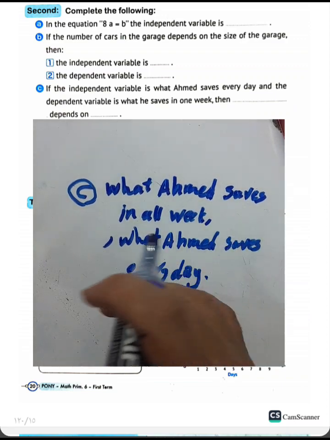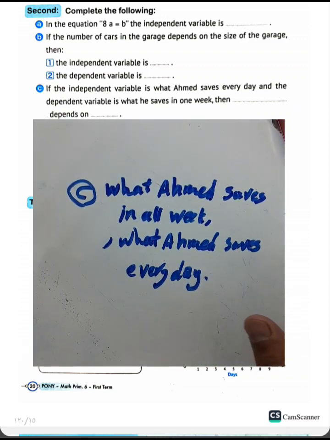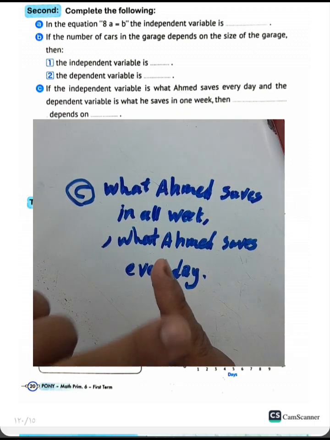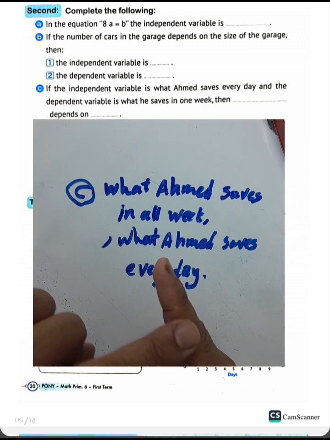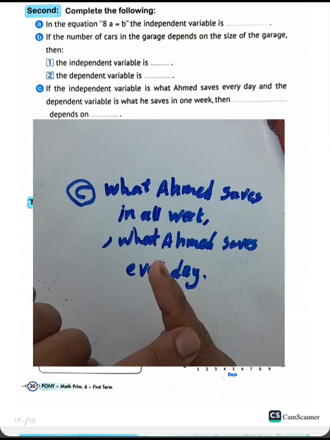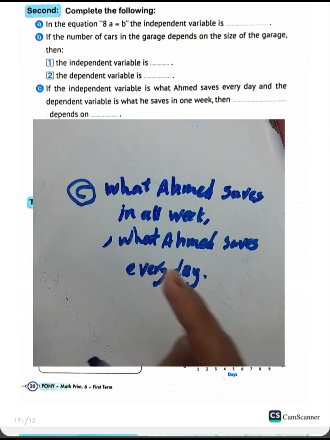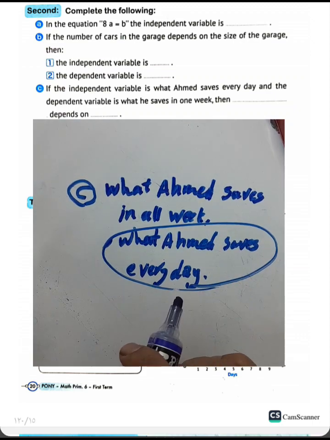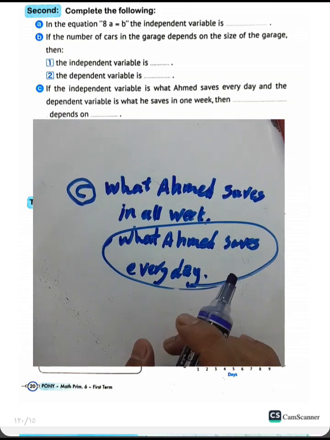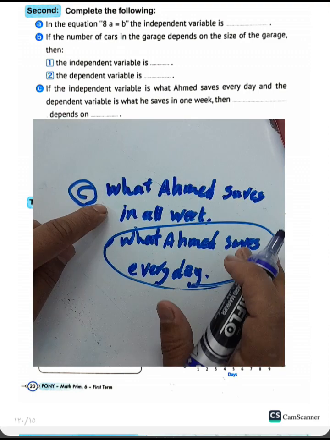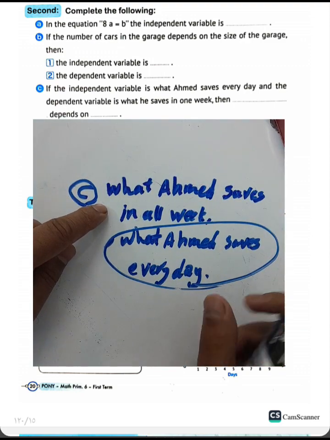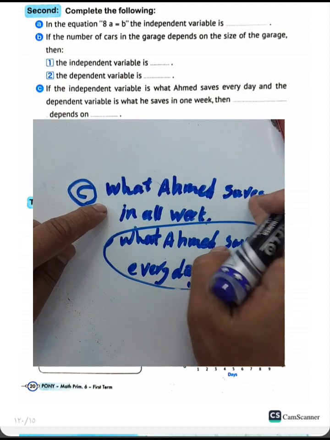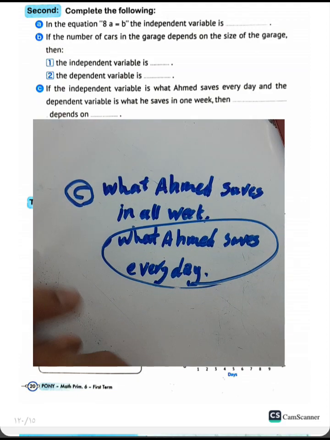If the independent variable is what Ahmed saves every day, the dependent variable is what he saves in 1 week. What he saves in 1 week depends on what Ahmed saves every day. So the dependent variable is what Ahmed saves in all the week. If we know what Ahmed saves every day, we will find the total of what Ahmed saves in all the week.